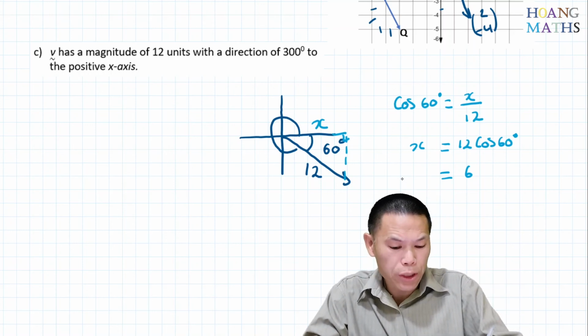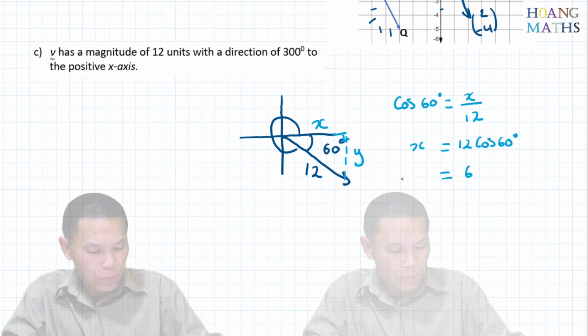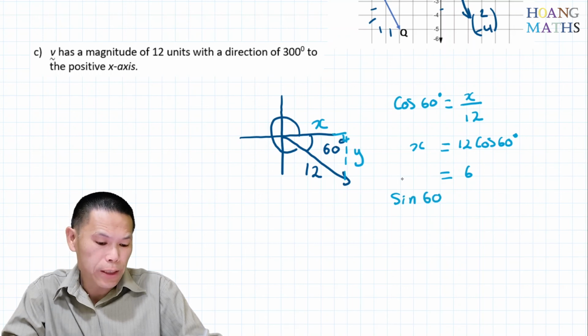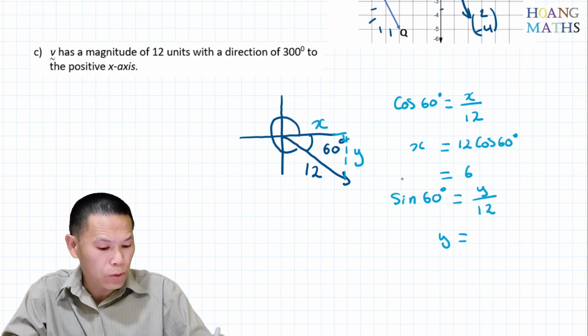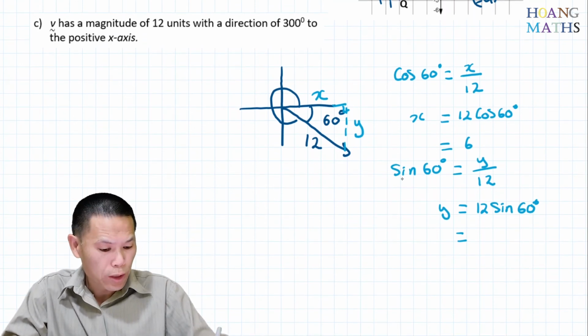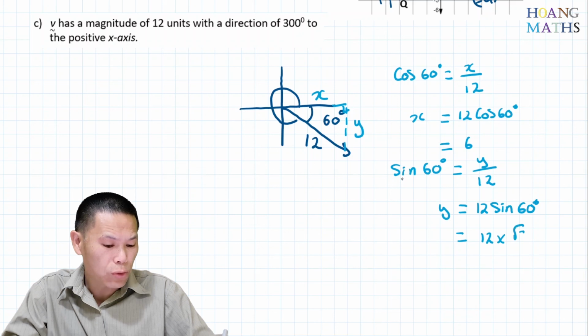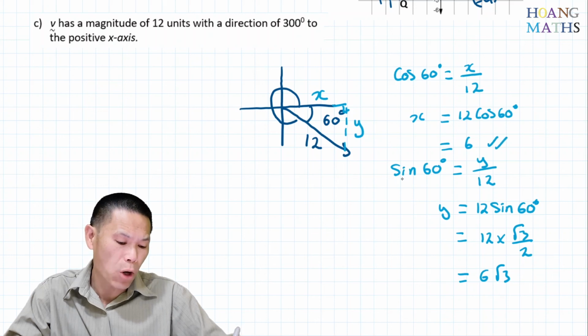For the vertical component, this is y. Opposite over hypotenuse, so that is sine. Sine of 60 degrees is equal to opposite over hypotenuse, which is 12. So we times 12 both sides, so y is equal to 12 sine 60. But sine 60 is root 3 over 2, so that becomes 12 times root 3 over 2. 12 divided by 2 is 6, so 6 root 3. Therefore, the horizontal component is 6 and the vertical component is 6 root 3.